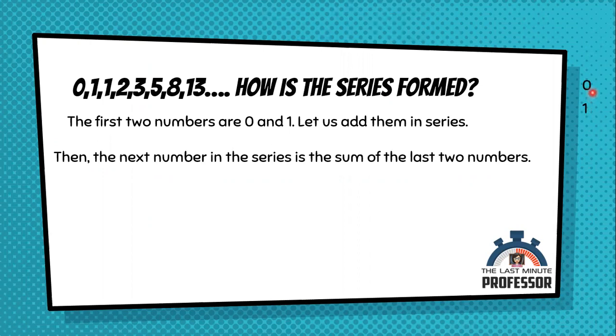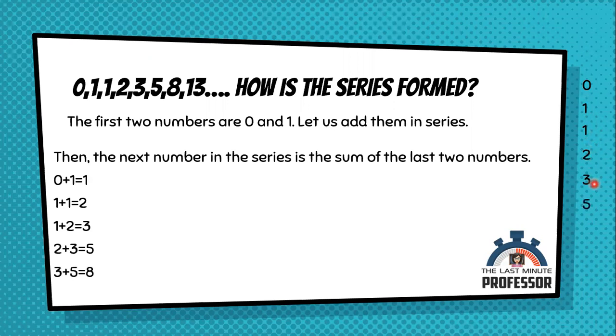That is 0 and 1. So 0 plus 1 is 1. Now the last two numbers are 1 and 1. Next number would be 1 plus 1 is equal to 2. So print that. Now 1 plus 2 is equal to 3. So that and so on.